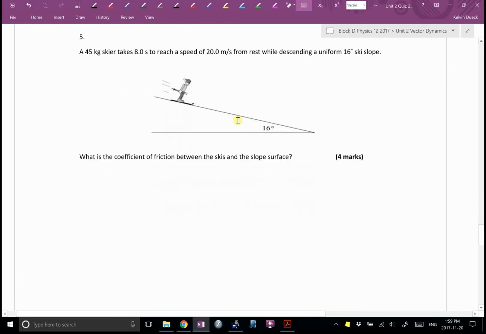Number 5 wants me to find the coefficient of friction between the skis and the slope surface. Okay, this looks like it's a job for a free body diagram. I'm going to have mg. I'll break it up into mg perpendicular and mg parallel. Looks like I'm going to have a normal force. Friction, it does say there's friction, and we're sliding down, so friction's going to be like that.